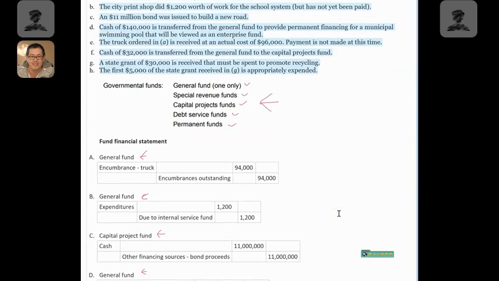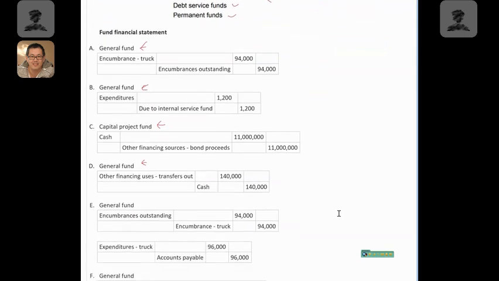Then transaction E. The truck ordered in A is received at an actual cost of 96,000. Payment is not made at this time. In this transaction, first we need to reverse this budgetary account. In other words, both are temporary accounts. So when the government actually receives the truck, first we need to reverse the journal entry we prepared for transaction A. So we debit encumbrance outstanding and credit encumbrance 94,000. So they are closed, and then we record the true cost of the truck. We debit expenditures, truck, and then credit accounts payable.